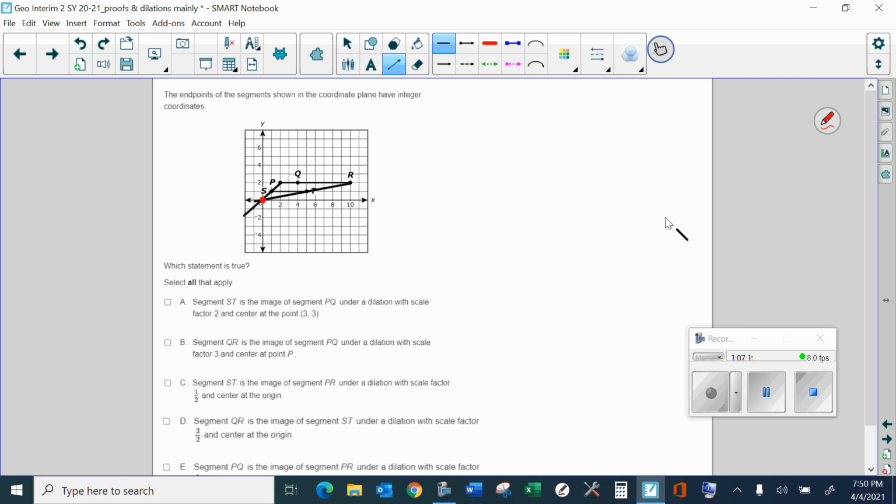It says which statement is true? Select all that apply. That's interesting. They say statement, which is 1, and they say select all apply. They should have statement in parentheses S if they want to have more than 1. Okay, segment ST is the image of PQ under dilation with a scale factor of 2. Well, it can't be 2. ST is smaller, so that's got to be between 0 and 1. That's gone.